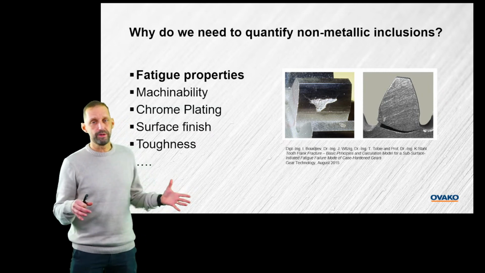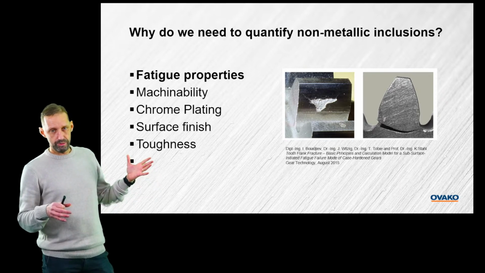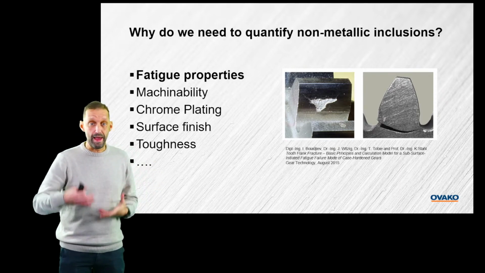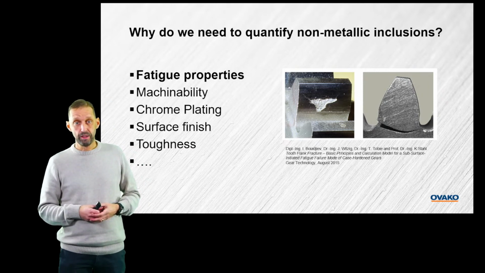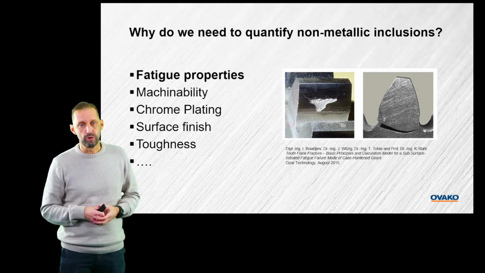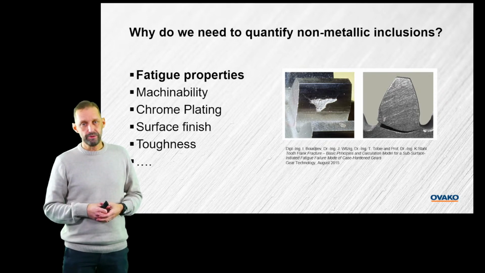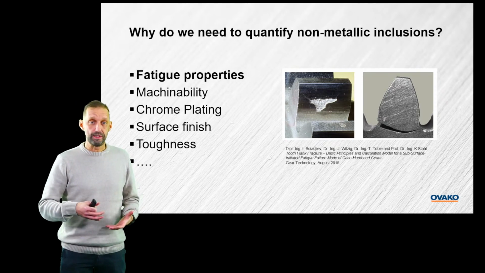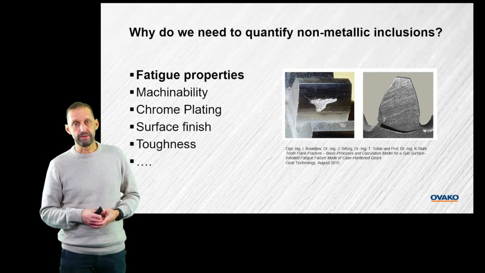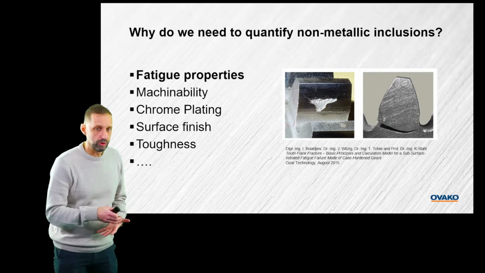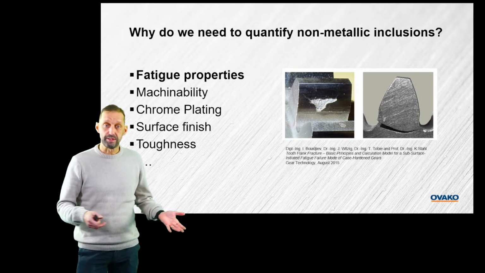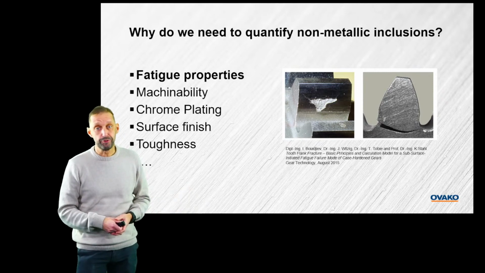But of course there are other possibilities. We talk about machinability, to find the right kind of inclusions to really aid the machinability. We know chrome plating: in order to chrome plate or coat something, you would also like to avoid having surface defects in the form of inclusions. There is also surface finishing, polishing, polishability and things like that, and toughness. And there are more things that we can do.